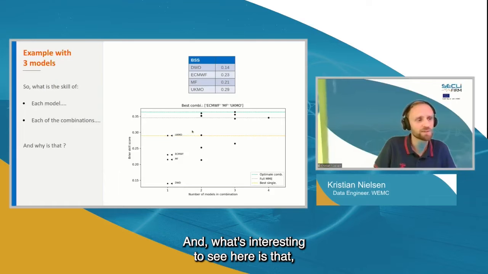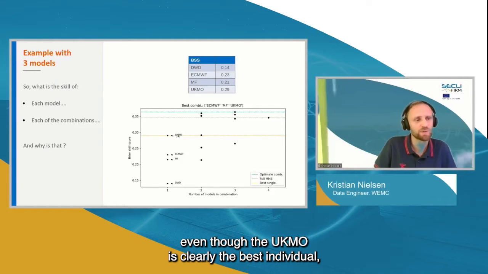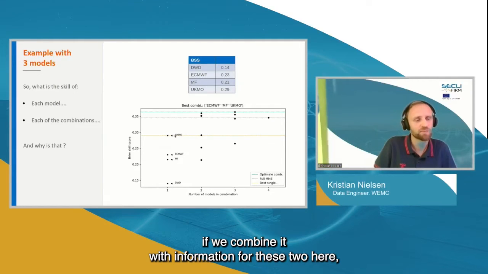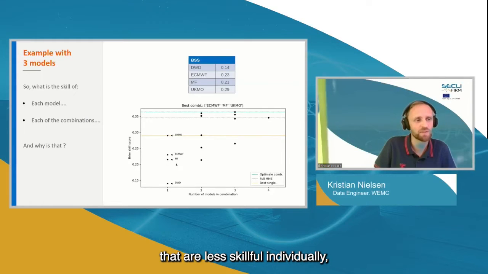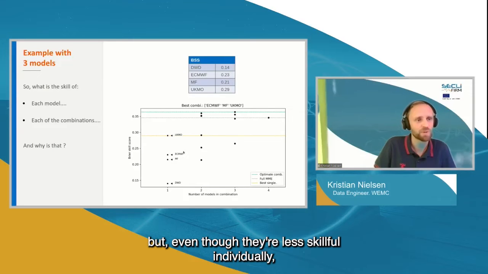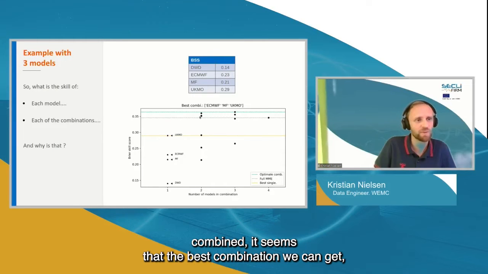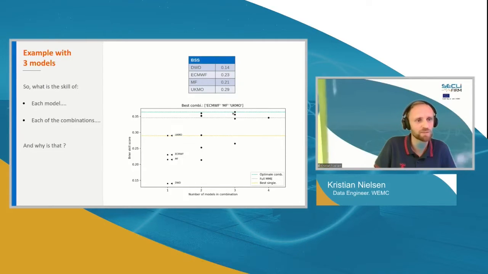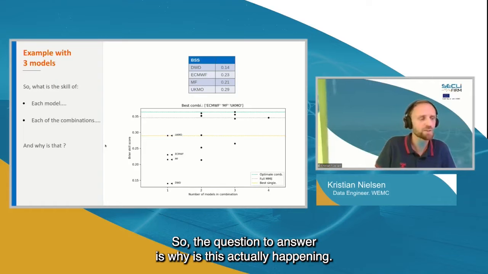And what's interesting to see here is that even though the UKMO is clearly the best individual, if we combine it with information from at least these 2 here that are all less skillful individually, combined, it seems that the best combination we can get, which is this point here, is still more skillful than the UKMO by itself. So we can see the DWD was not included, but it's also by itself relatively unskillful. So the question to answer is, why is this actually happening?